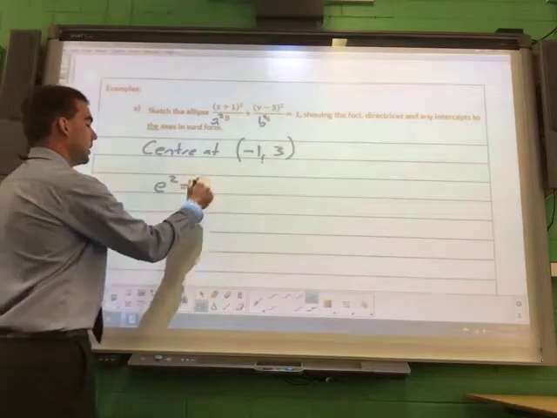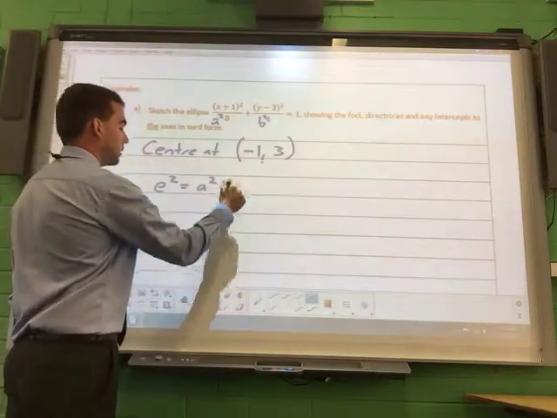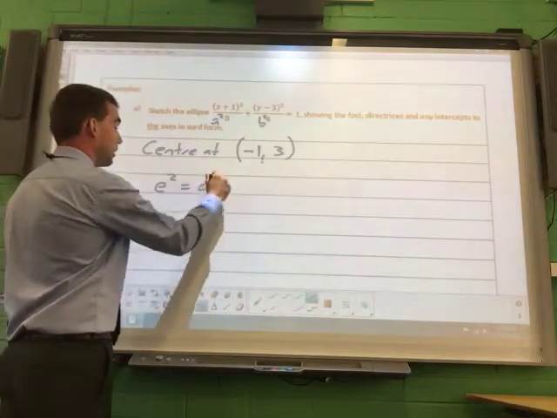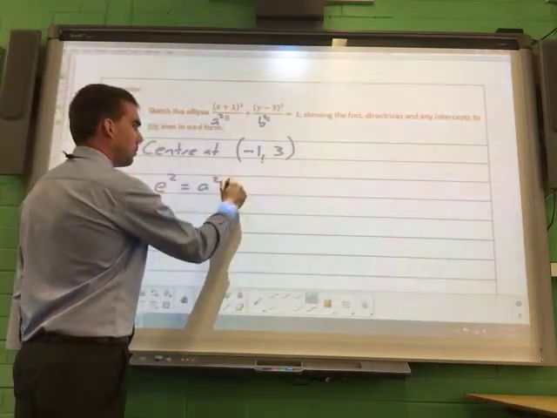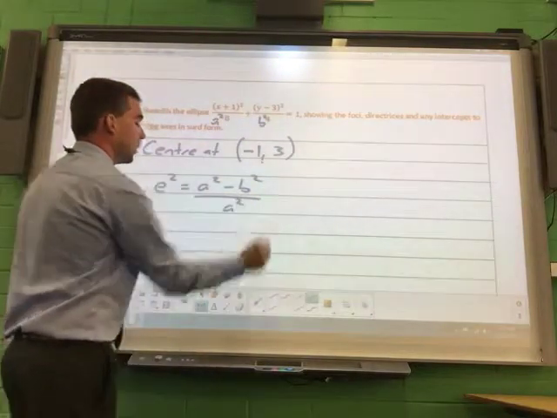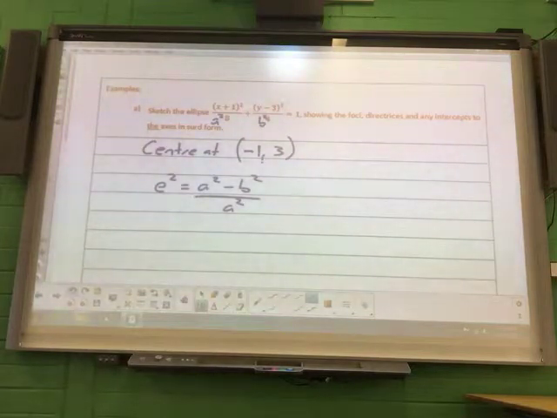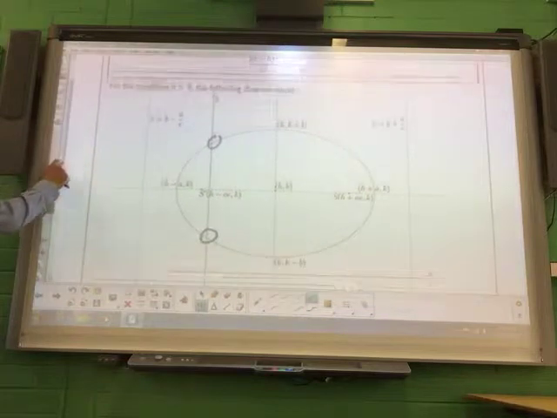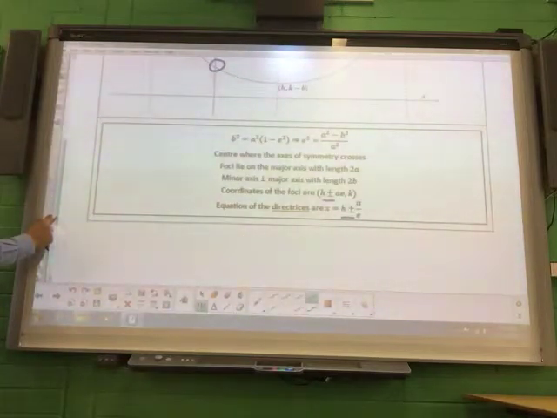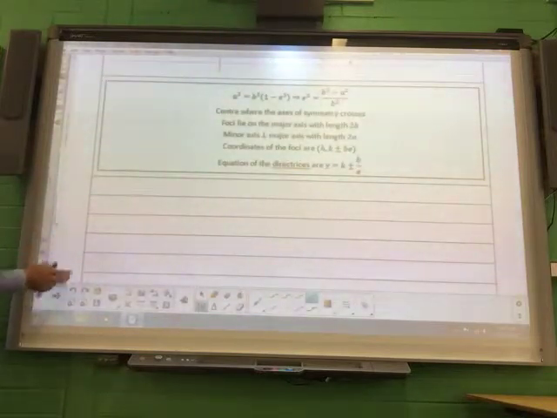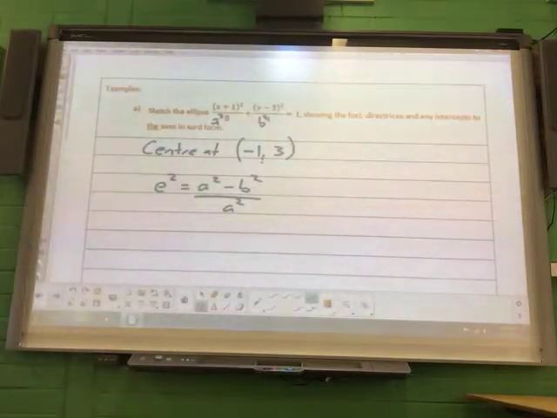Alright, so E squared is A squared take away B squared on A squared, because I've observed that A is greater than B. Okay, I'm pretty sure that's the correct formula. E squared, A squared take away B squared, yep. The problem is we're going to be looking at the hyperbola today and you're going to see some slight changes but very similar results in what's going on.